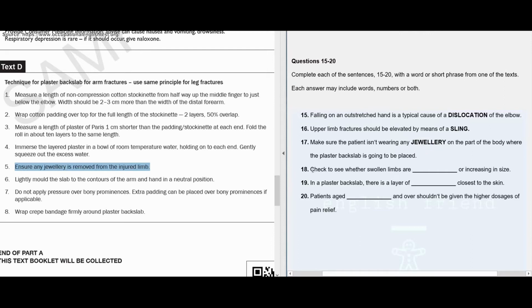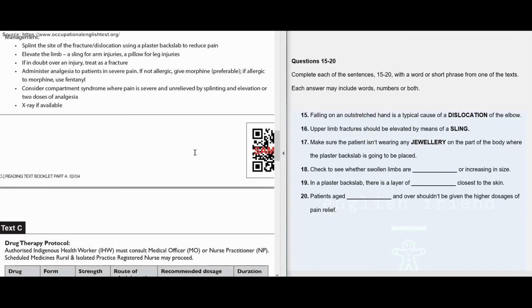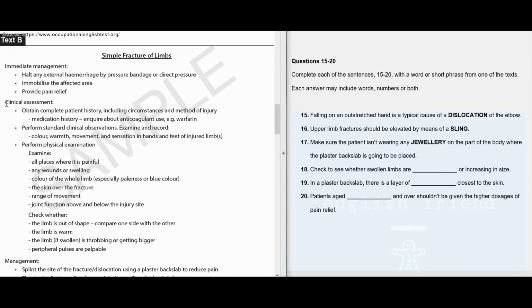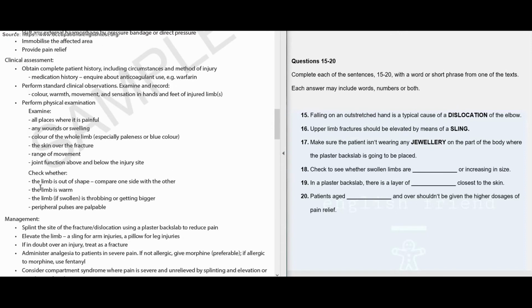Question number 18. Check to see whether swollen limbs are dash or increasing in size. Checking, assessment. So it has to be in text B under the subheading clinical assessment, where you can find another subheading which is check whether, and in the third point, the limb if swollen is throbbing or getting bigger. We cannot write getting bigger because they have already given us the information increasing in size. So the answer is throbbing.